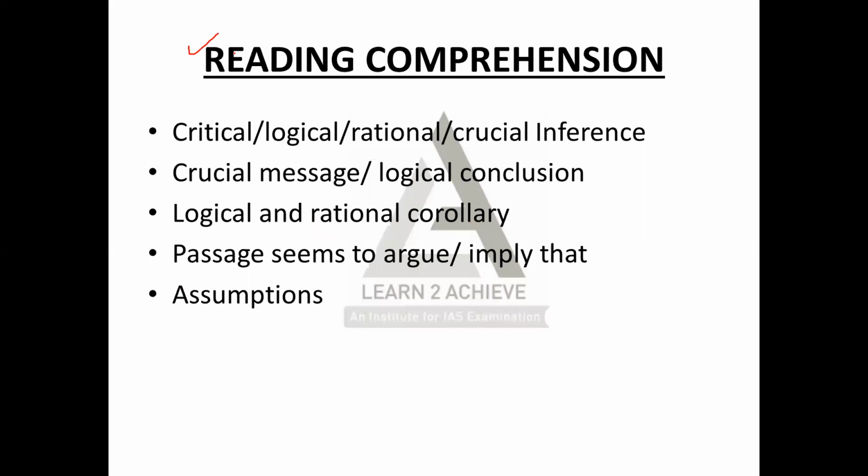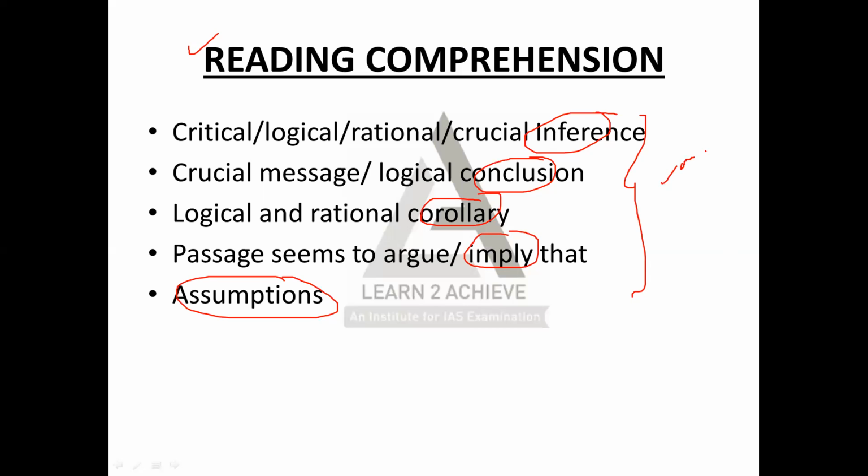In the reading comprehension of UPSC, there are certain keywords which are repeated throughout the paper, and that is what makes UPSC reading comprehension different from other competitive exams. The keywords are: inference, conclusion, corollary, "the passage seems to imply that," and assumptions. There is a fine line of difference between these keywords, and you should know those differences to arrive at the correct answer. Generally, students make the mistake of choosing an option which is actually a conclusion, but the question is asking for an inference. So you should know the difference between these keywords.